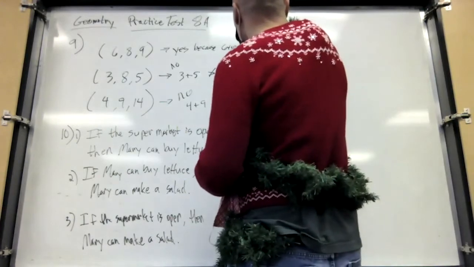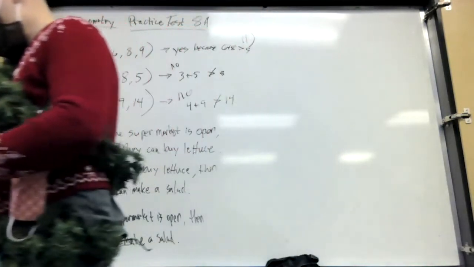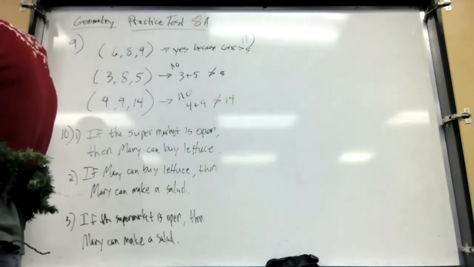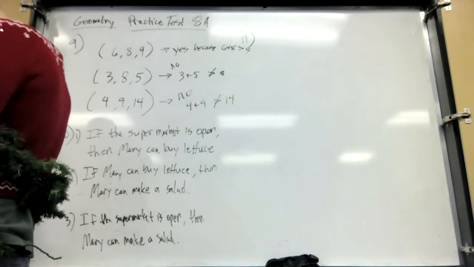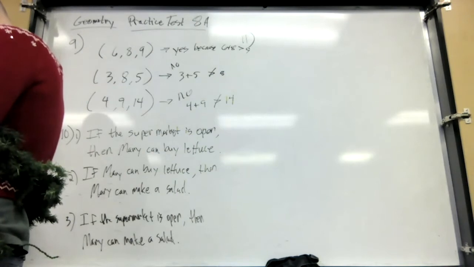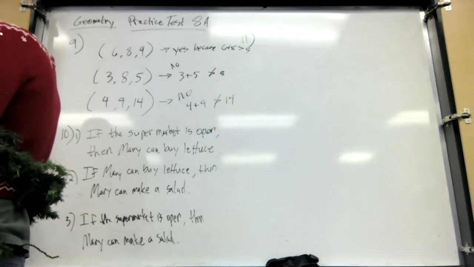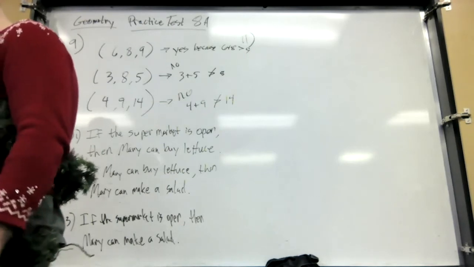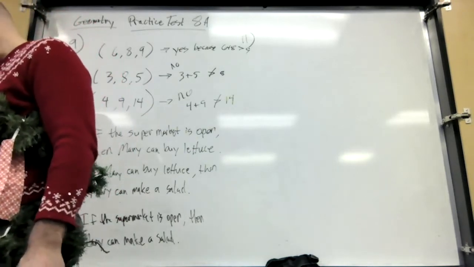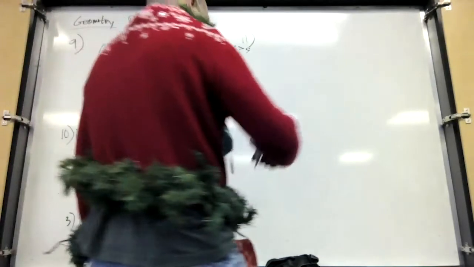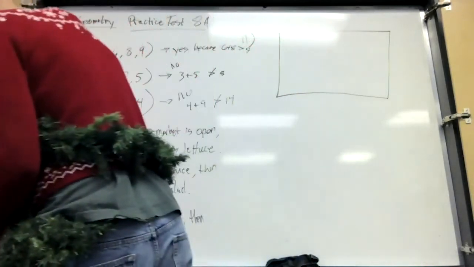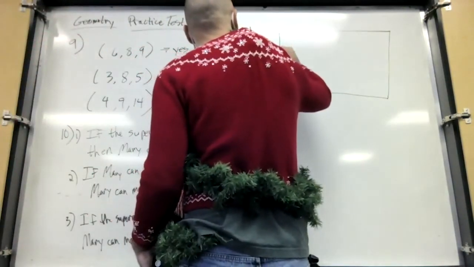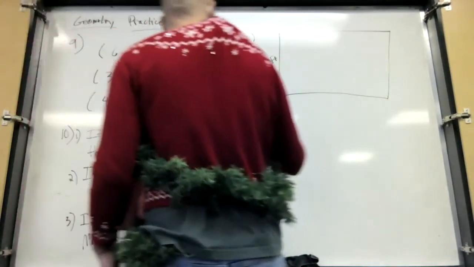Okay, number 11. The diagram shows the floor of a living room. What area of carpet will be needed to cover the floor? It kind of gives you a hint here. Because it gives you some dotted lines, so it's like you're going to cut out this section here.